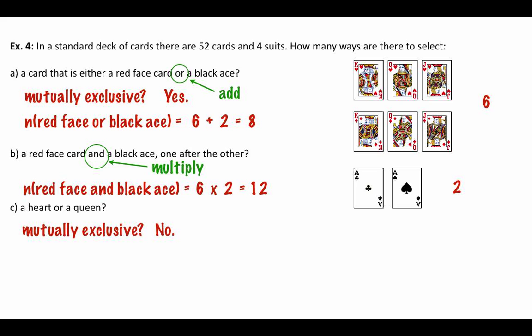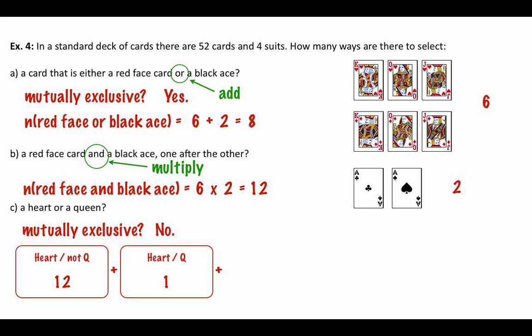And so when we're counting the number of ways that we can select these cards, we have to make sure that we don't overcount. Here's what we're going to do. First of all, how many hearts are in the deck that are not queens? There are 13 hearts altogether, but one of them is the queen of hearts, so we subtract that out. 13 minus 1 is 12 hearts that are not queens. How many queens are in the deck that are not hearts? There are 4 queens altogether, but one of them is the queen of hearts, so there are only 3 queens that are not hearts.